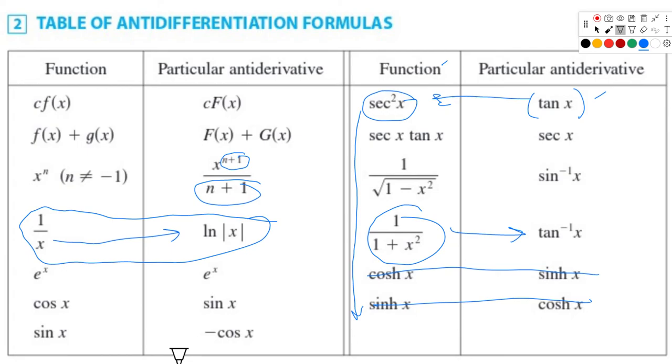But maybe make your own little table of this as you go through things, and it'll make it easier to see, I'm just going backwards. These are the things that I can do.